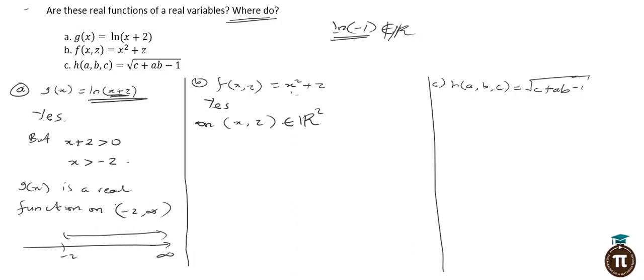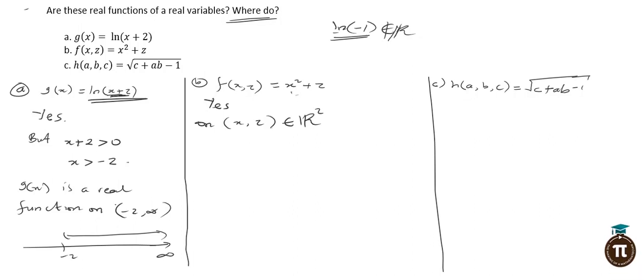R2 means it's a pair. If it's just a function of a single variable, I'll write R. If it's a function of two variables, I'll write R2. If it's a function of three variables, like in this example, I'll write R3. Do you understand? So there is no boundary or limitation to this. So it holds on all the set of real numbers.